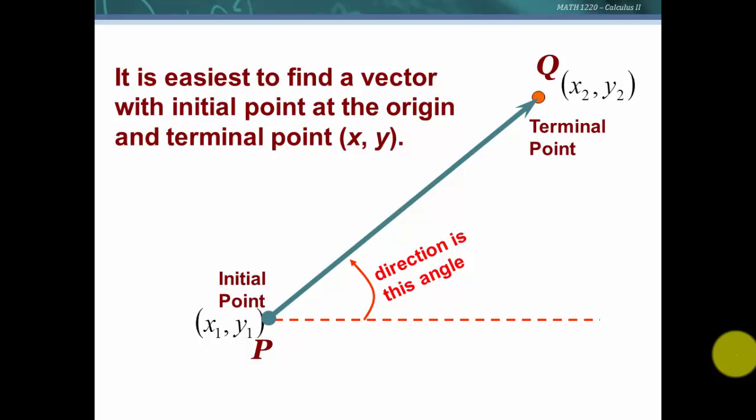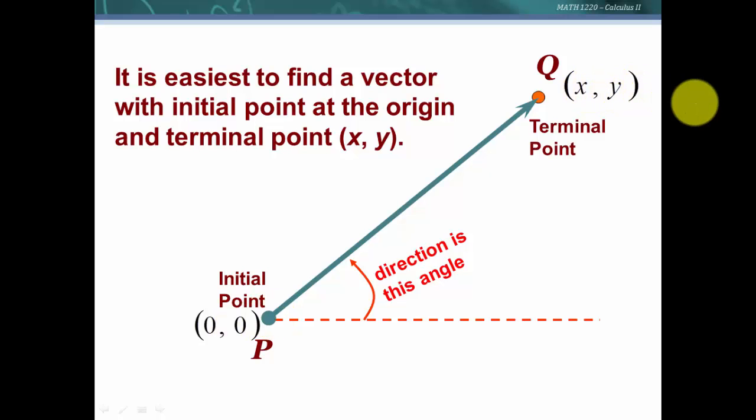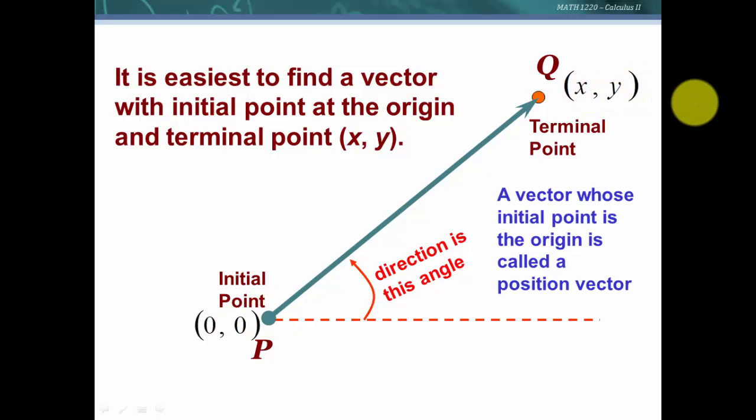It's easiest to find a vector if we have the initial point be at the origin. So if we have this vector PQ at some (x1, y1) and (x2, y2), we could actually subtract these two x's and these two y's, and we could convert this to what we call a position vector. And so it would have an initial point at (0, 0), and then some (x, y) for the terminal point. So it's called a position vector when we convert it to have its initial point be at (0, 0).